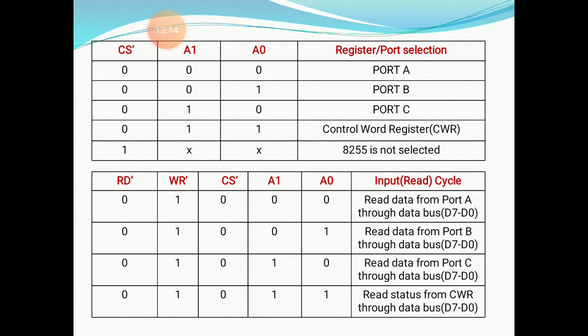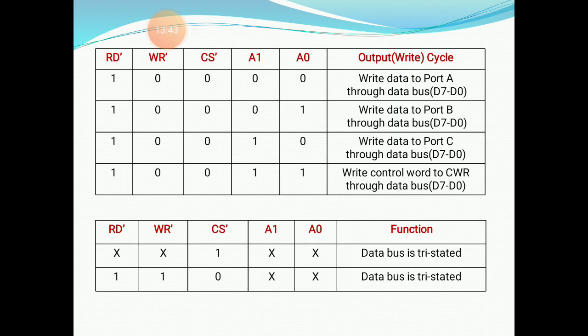Read bar 0, CS bar 0, A1 1, A0 0: the processor selects port C and reads data from port C through 8 data lines. Read bar 0, CS bar 0, A1 1, A0 1: the processor selects the control word register of 8255 and reads status from that control word register through 8 data lines D0 to D7. Now let us see the write operation, that is, the output operation.